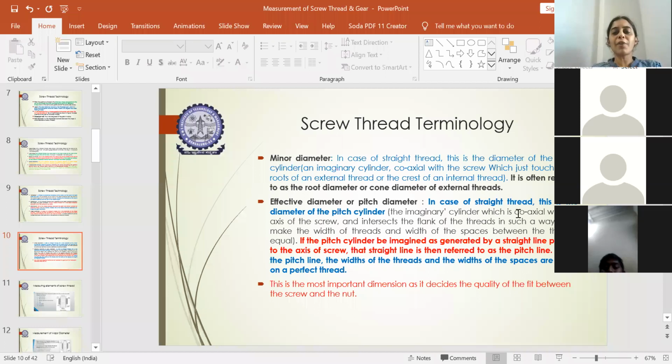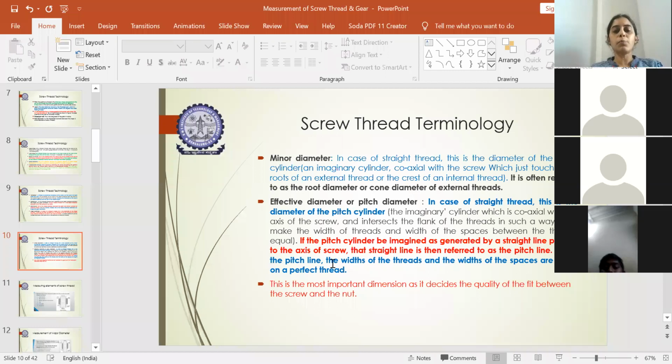In the case of a straight thread, where you're using a uniform section of a cylindrical object, this is the diameter of the pitch cylinder exactly. I told you the pitch diameter will give you the theoretical or the mean diameter between the major and the minor. So this will provide you the effective diameter or the pitch diameter. Both are the same. Sometimes if they ask you about the effective diameter, you should not get confused. It is similar to the pitch diameter.